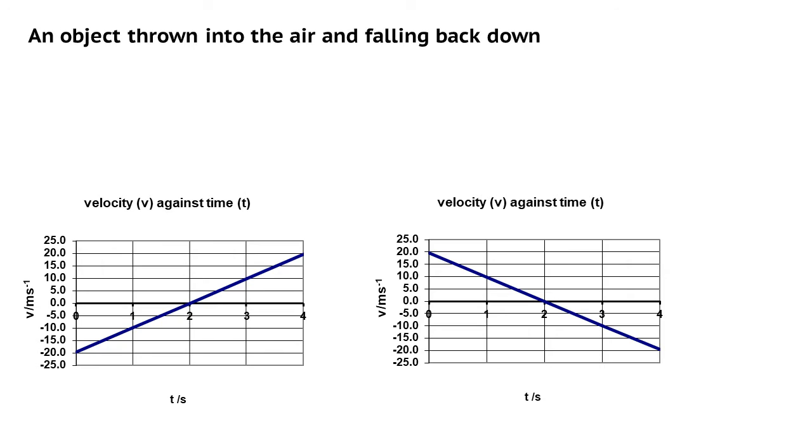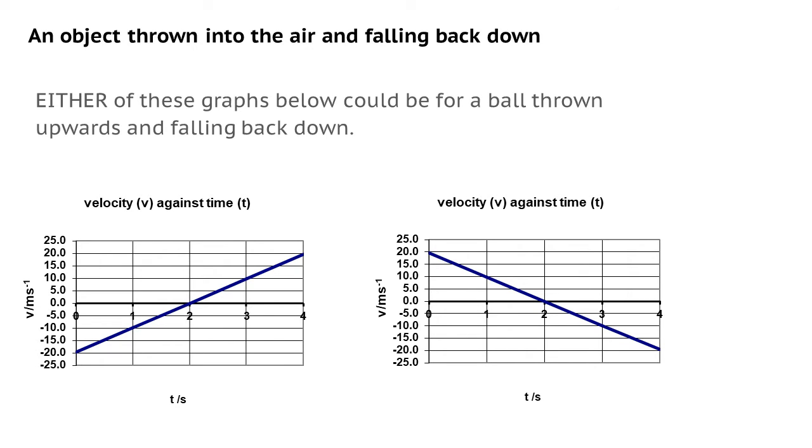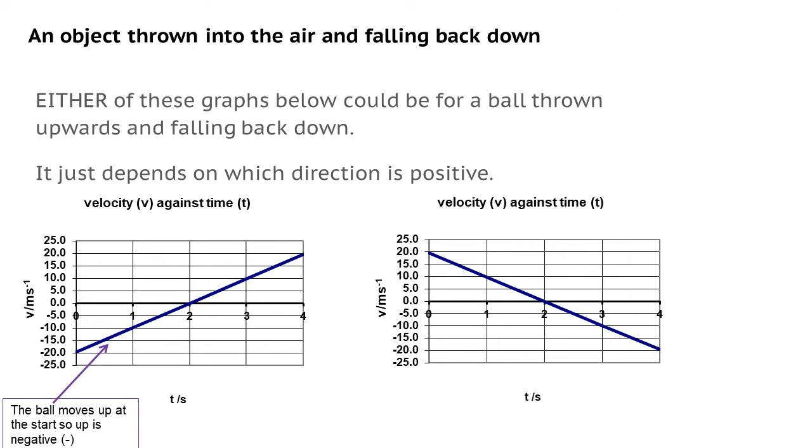Okay, the first situation we've got here is the object thrown into the air and falling back down. Now, either of these graphs could actually represent that motion, right? The reason we've got them different way around is because it depends which way you decide is up. If you decide that up is negative, then this first graph will be the right one, and if you decide that up is positive, then the second graph is the right one.